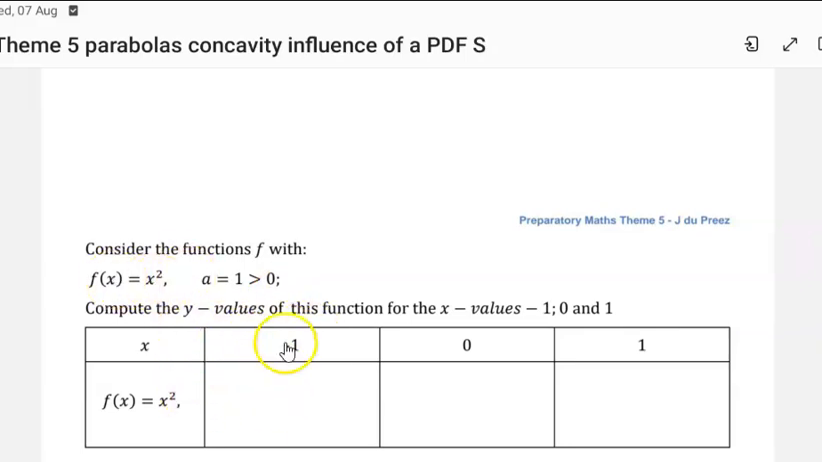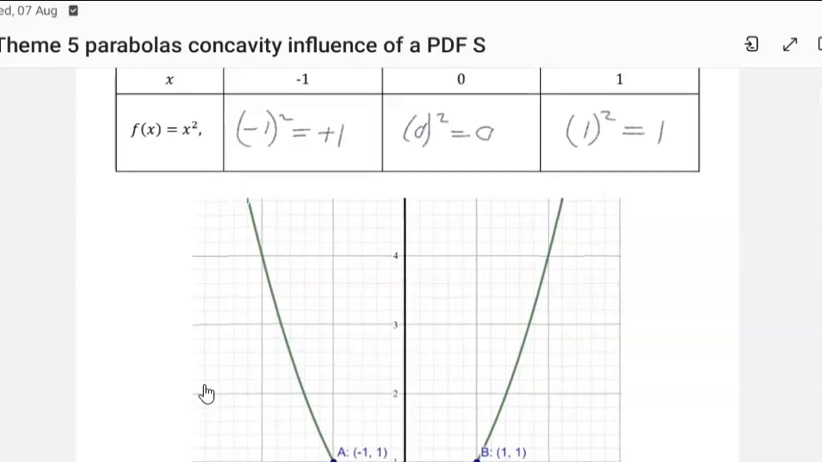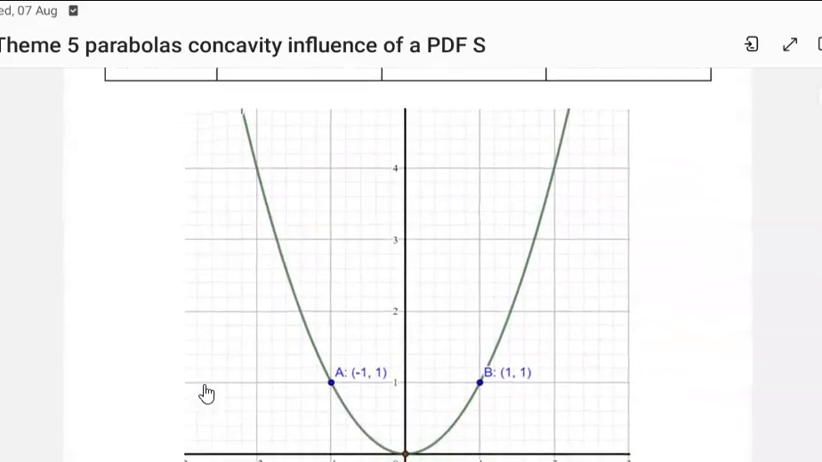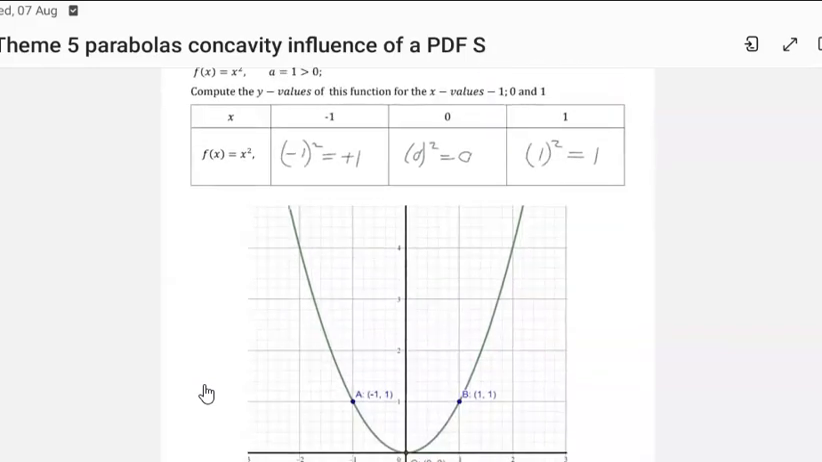If I plug in this minus 1 into that formula, then I have minus 1 squared, and that will give me plus 1. If I plug 0 in there, then I get 0, and if I plug 1 in there, I get the answer of 1. So when I then show those points on the graph, then I will have a parabola that's going through the points x minus 1, y plus 1, and x plus 1, y plus 1. In our table, I'm going to make it smaller.